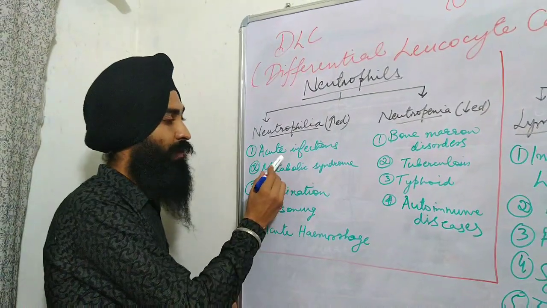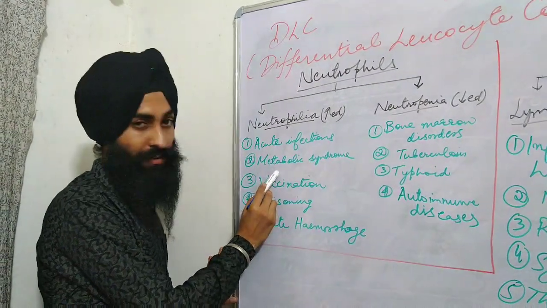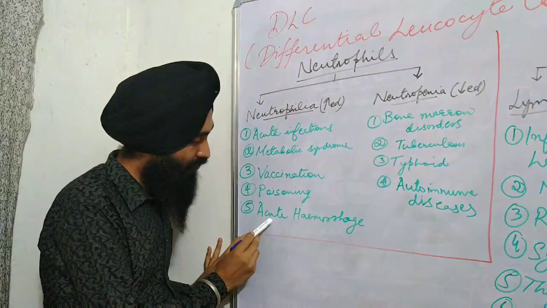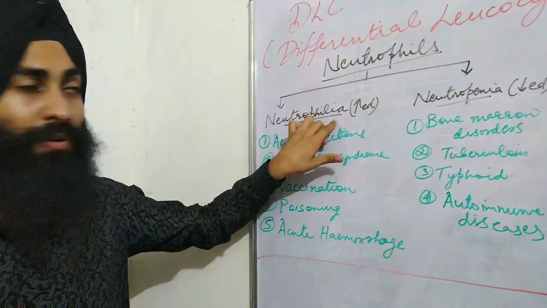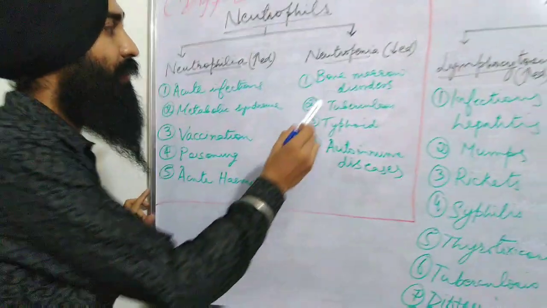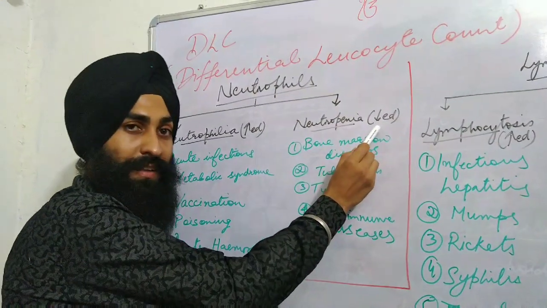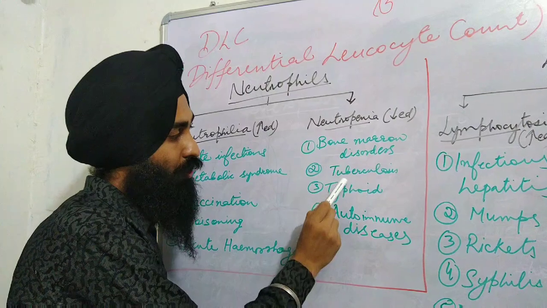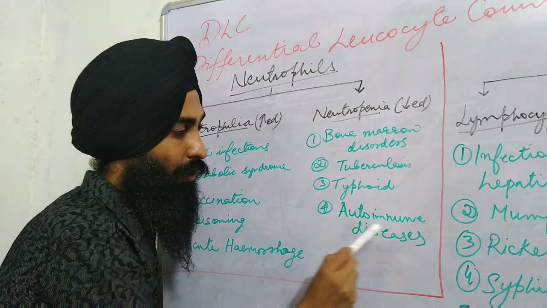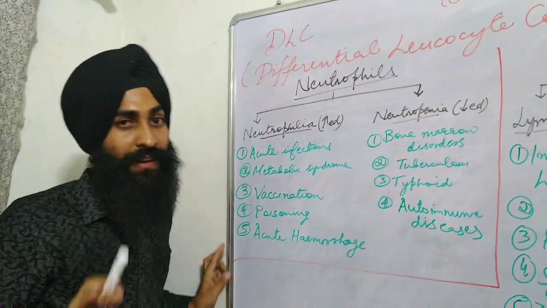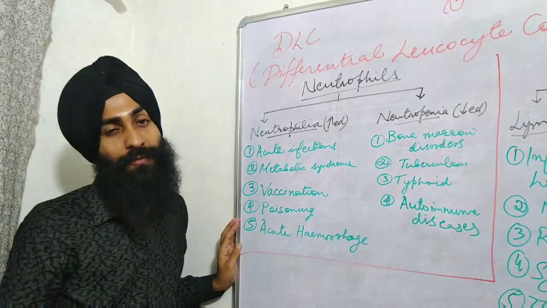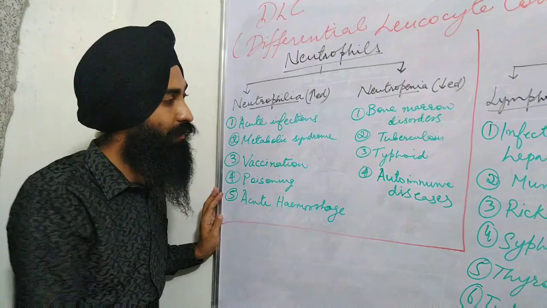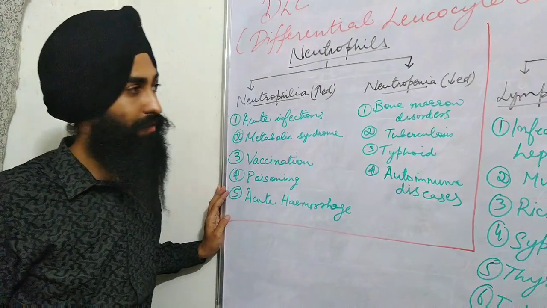Now let us see what are the conditions in which we see either increased neutrophils or decreased neutrophils. So in acute infections, metabolic syndrome, vaccination, poisoning, and in cases of acute hemorrhage, we see neutrophilia. Second one is neutropenia, where there are decreased neutrophils. The condition would be bone marrow disorders, tuberculosis, typhoid, autoimmune diseases. Now friends, we have to go for further investigations to differentiate these types of conditions.